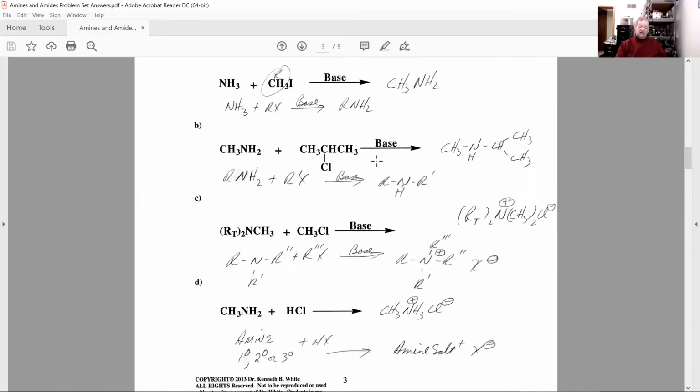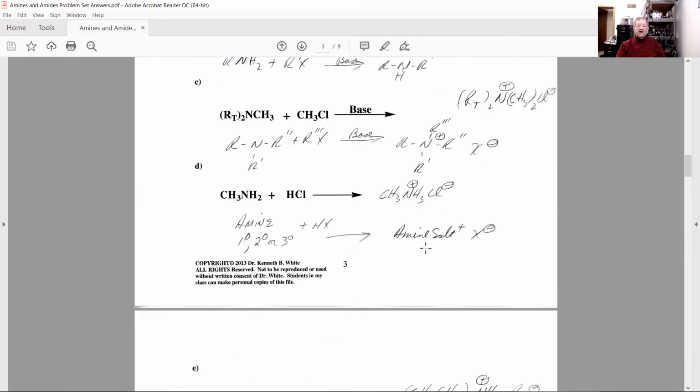Then C is a reaction near and dear to my heart, and that's a tertiary amine, two phthalate groups and a methyl. Carbon halogen, alkyl halide base, you get a quaternary ammonium salt. And one way to write this dimethyl ammonium chloride is this way, and you just saw the other way you could write it.